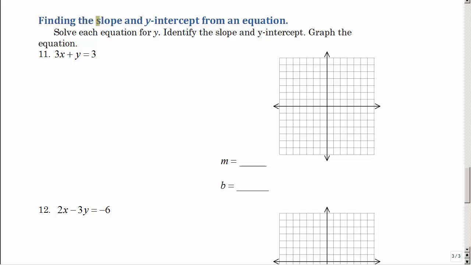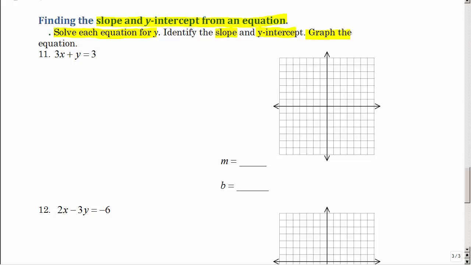Now we have to do a lot more algebra. Now we have to find the slope and y-intercept, not from a picture, not from points, but from an equation. So what do we have to do? We have to solve each equation for y, and then tell me what m and b is, and I'm also going to ask you to graph it. So that's a lot of stuff to remember. So let's go through the steps.